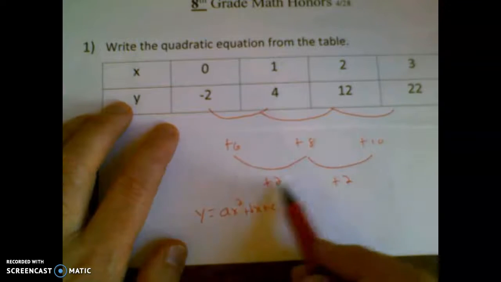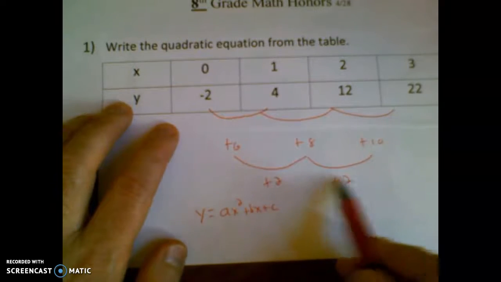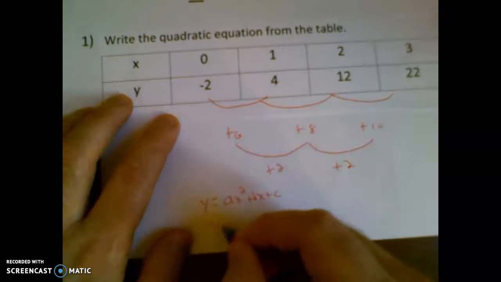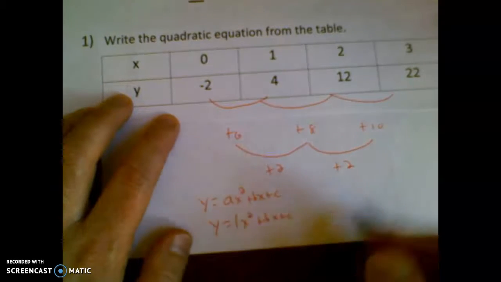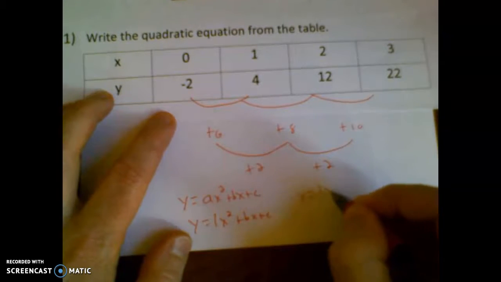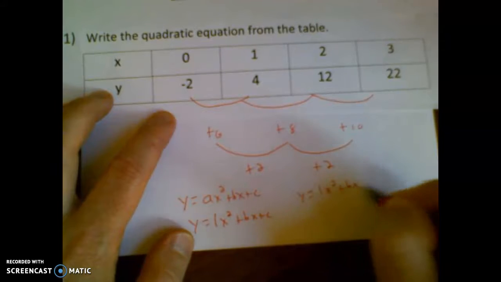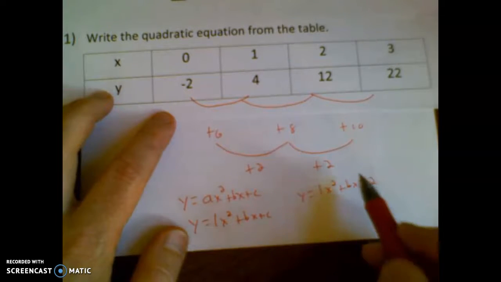The second difference that shows you it's quadratic, because it's the same, you take half of that, and half of 2 is 1. So y equals 1x squared. And I also gave you the y-intercept, which is -2. So now I have y equals 1x squared plus bx minus 2. And then I have to use a little bit of algebra to find the value of b.